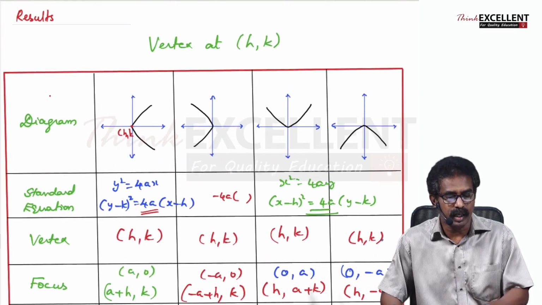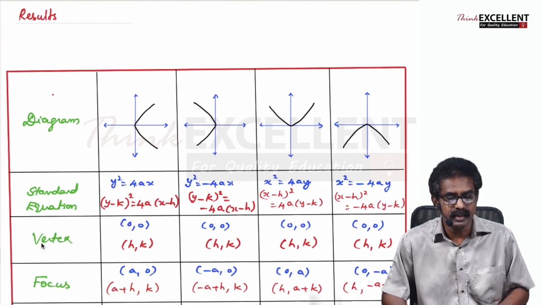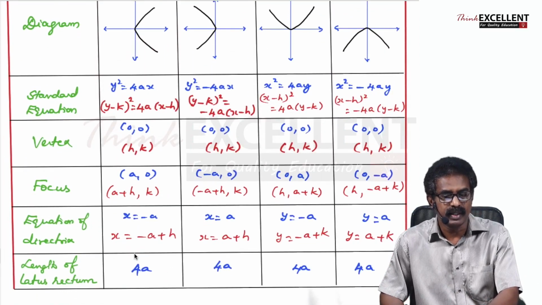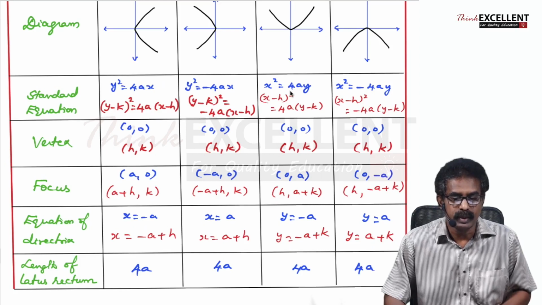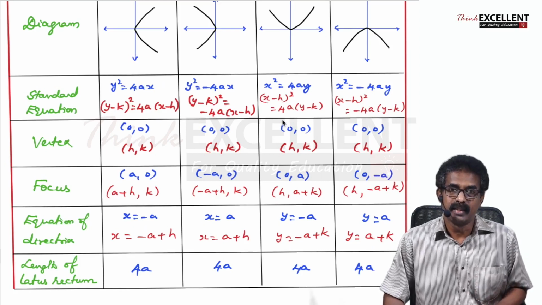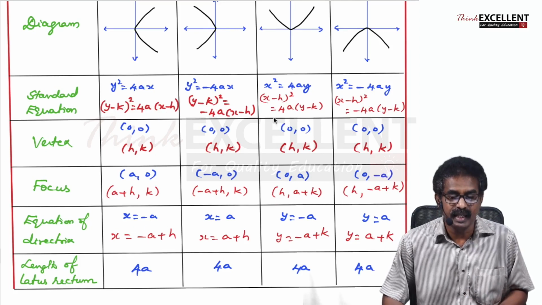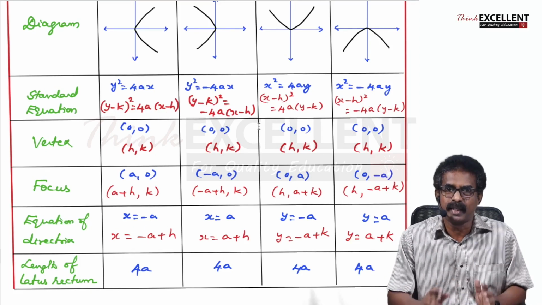So hope you understood all these things. So comparing this, I have given a table. First, what I written in blue, that is when the vertex is what? 0, 0. What I given in red is when the vertex is what? H, k. So that's all the theory part.